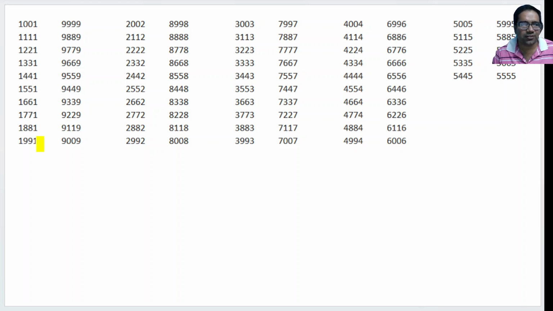Because the first digit is 1 to 9. There is no 0. We cannot form a four-digit number with 0 in the first place. So there will be 9 times. Each number is having 10 palindromes, and there are 9 numbers in the thousands place, 1 to 9, because 0 cannot be taken. So total 90 palindromes are there. Very good.